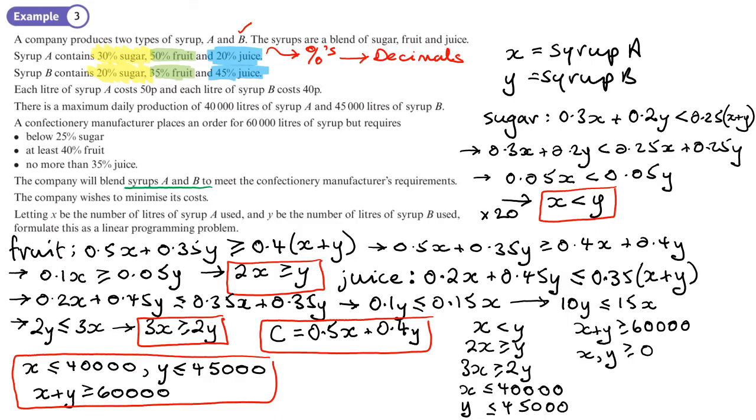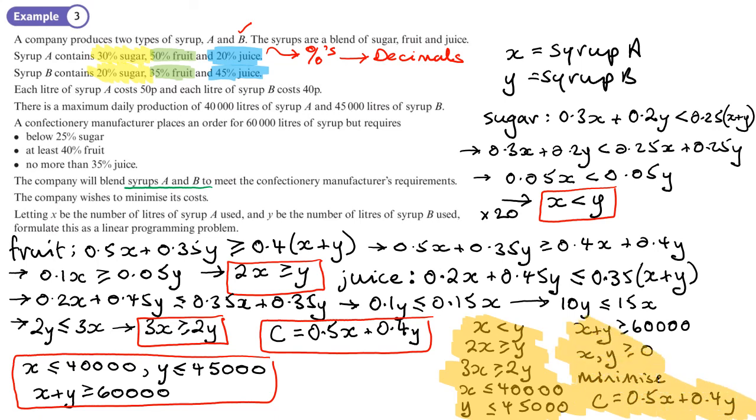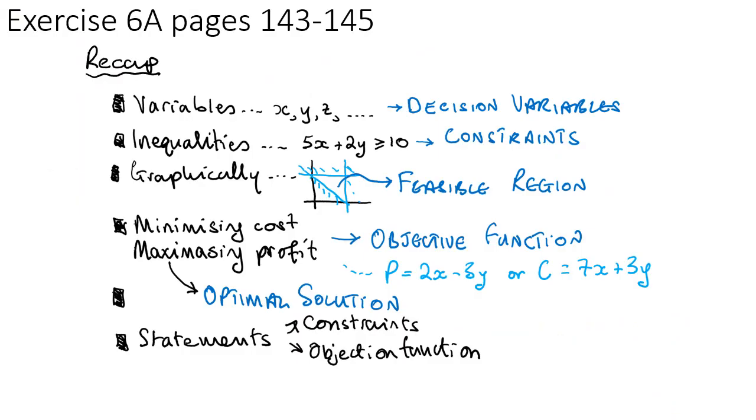And then lastly, we want to minimize this objective function, which is our cost, which would be 0.5x plus 0.4y. So we'll just highlight that. This would form then our answer for this question. All our inequalities here and our objective function. So you should now be able to do exercise 6A on pages 143 to 145.